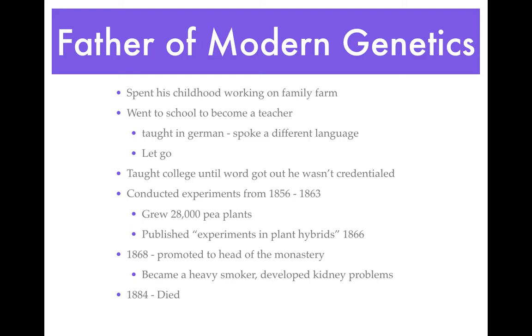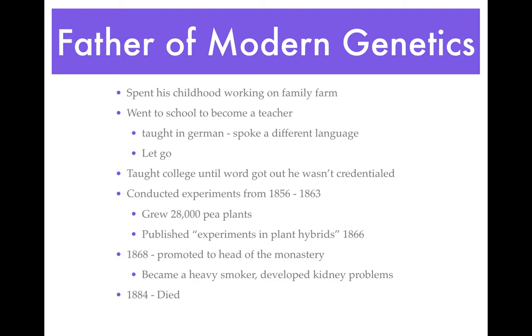He then went on to teach college, but he couldn't pass the exams, so he couldn't get credentialed to be a college teacher. So up until this point, he had not failed in life, but he had not made any of his goals. He was a priest working in a monastery, so the monastery gave him a job to do. They put him in charge of the gardens, and he decided to do some scientific experiments. He was very good at math and statistics. He was interested in biology. A lot of people at the time were interested in biology.